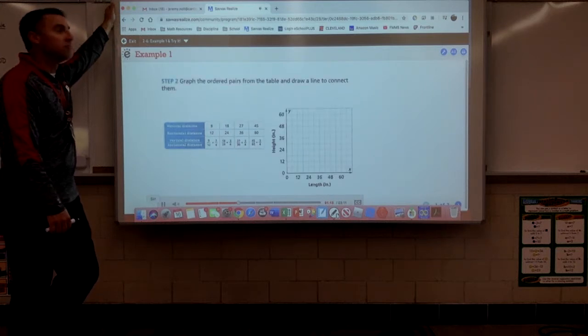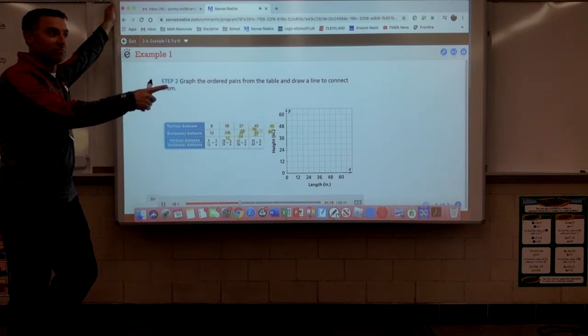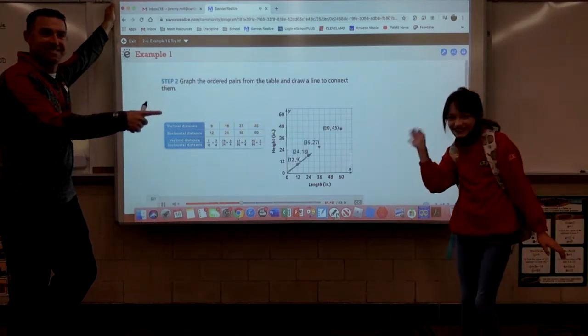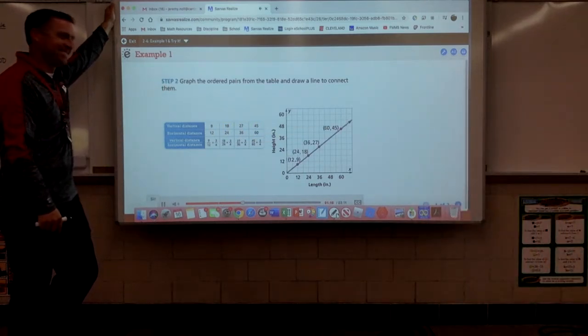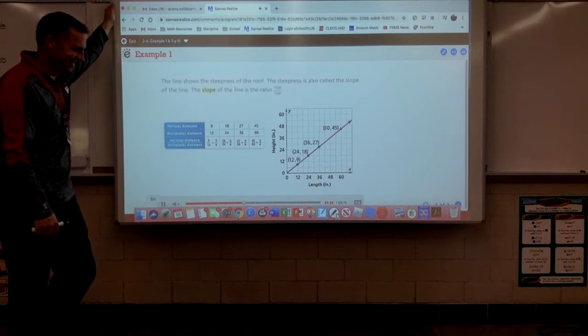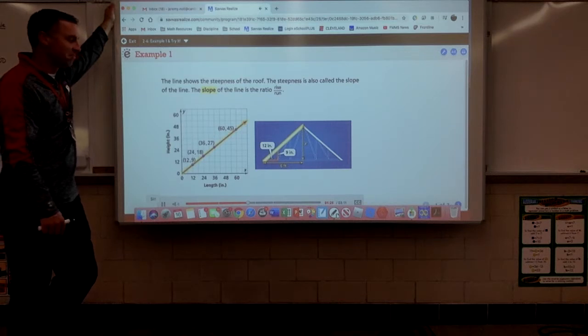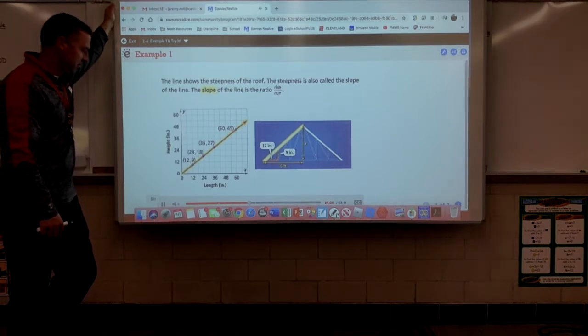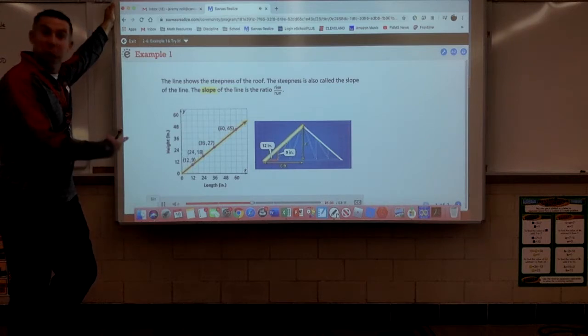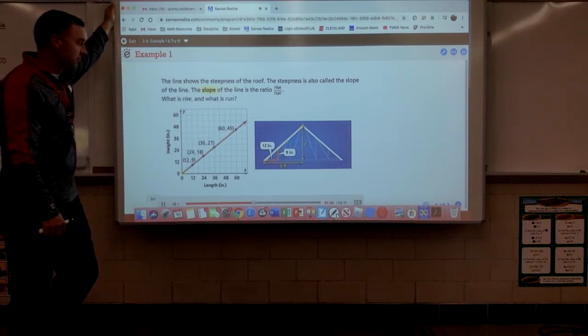Graph the ordered pairs from the table. Then draw a line through the points to connect them. The line shows the steepness of the roof. The steepness is also called the slope of the line. The slope of the line is the ratio rise to run. What is the rise and what's the run?